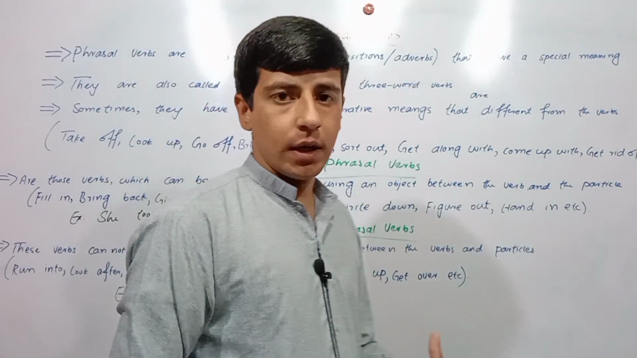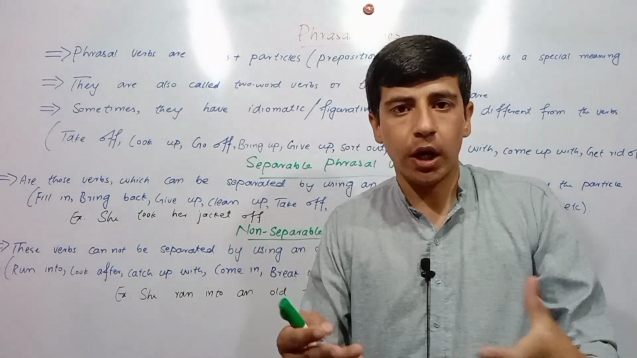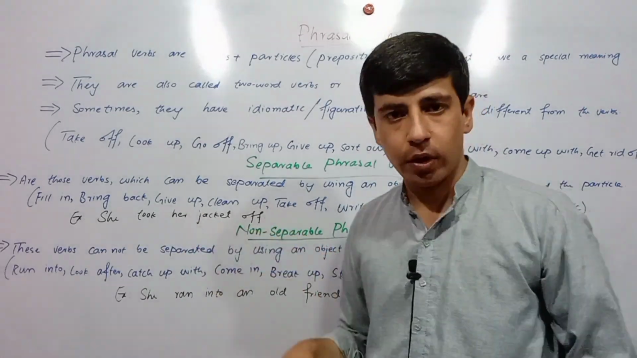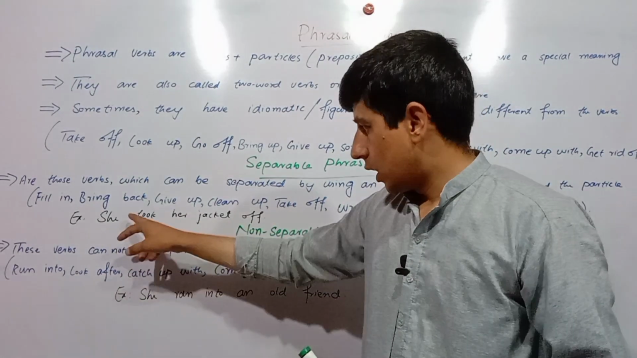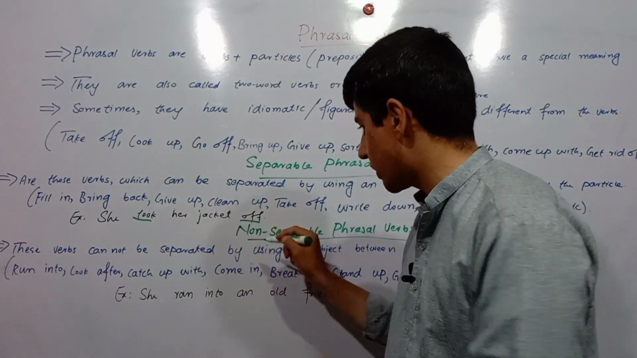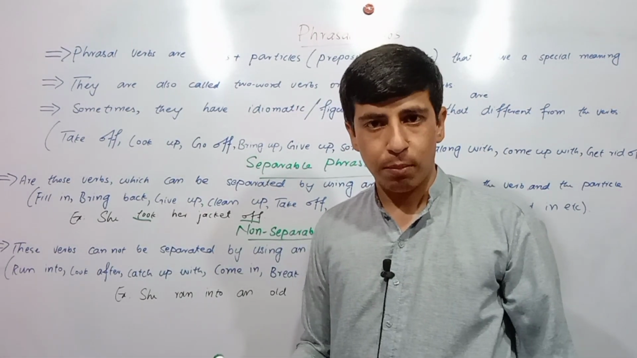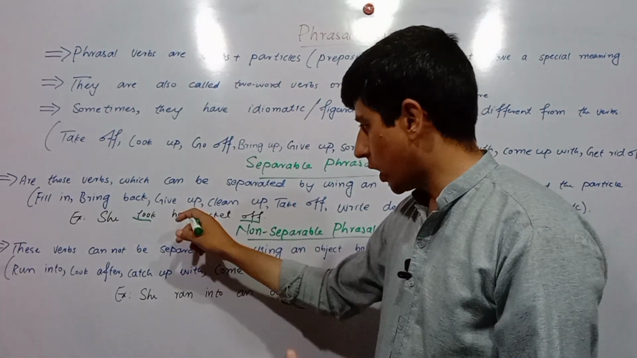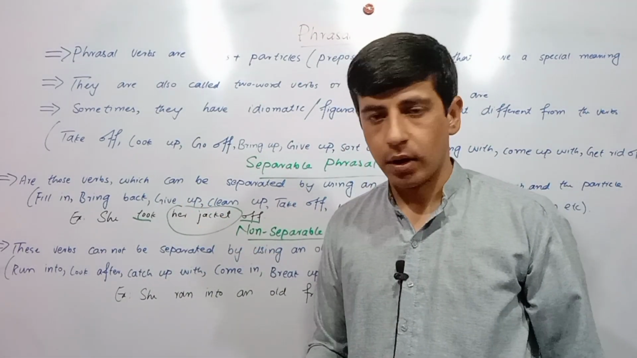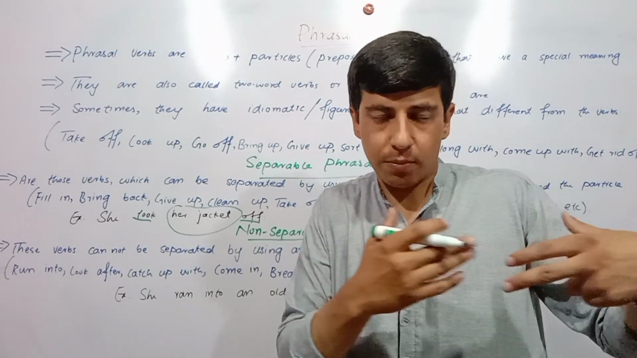It means that in between these two words we can use an object. For example, she took her jacket off. Right here, actually the word is took off, took plus off, and this off is a particle and this took is a verb. Between these two words we have inserted an object, her jacket. So that's called a separable phrasal verb, which can be separated.